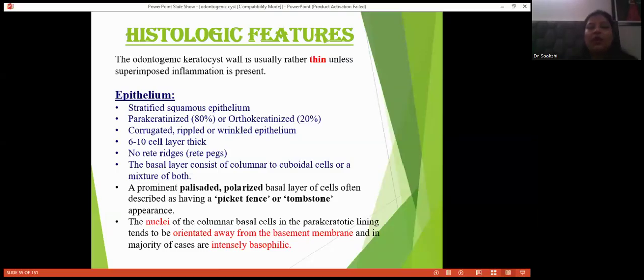So the epithelium is usually corrugated, rippled or wrinkled. It is 6 to 10 cell layers thick. You will see no rete ridges. Now the basal layer consists of columnar to cuboidal cells or a mixture of both. A prominently palisaded, polarized basal cell layer is often described as a picket fence or Tombstone appearance. So this is the characteristic feature of the odontogenic keratocyst.